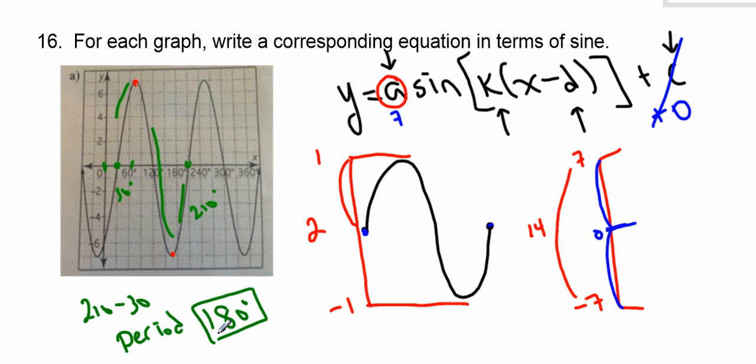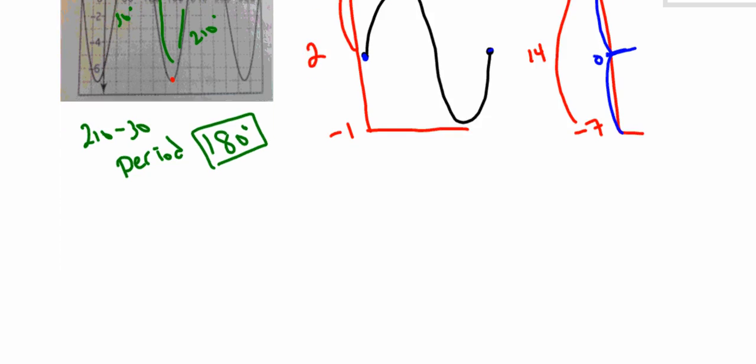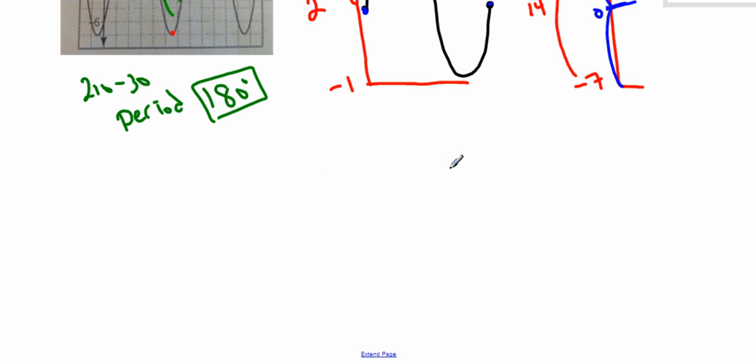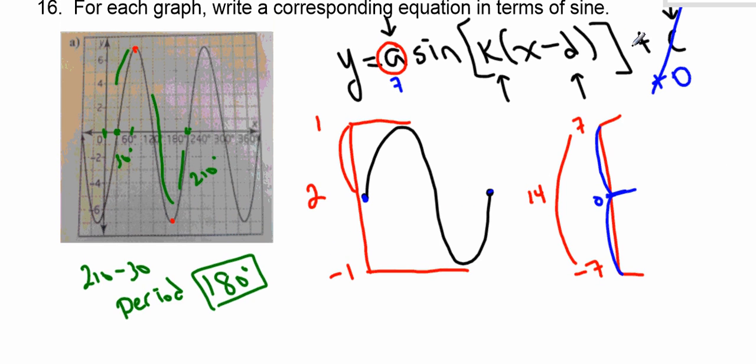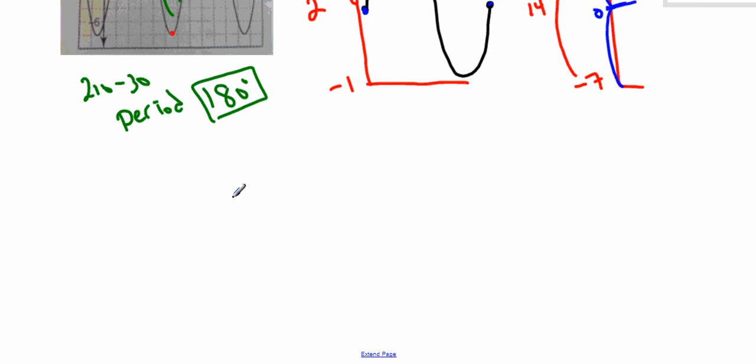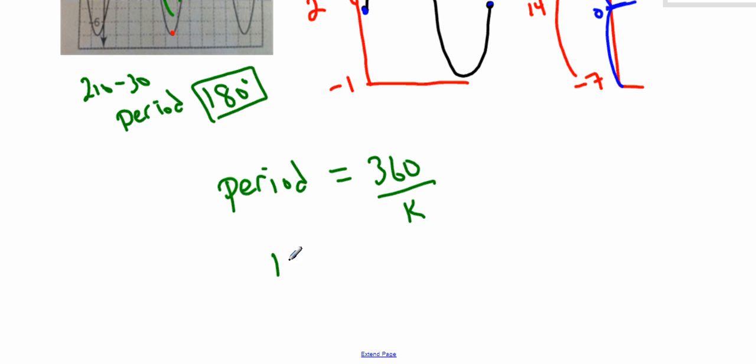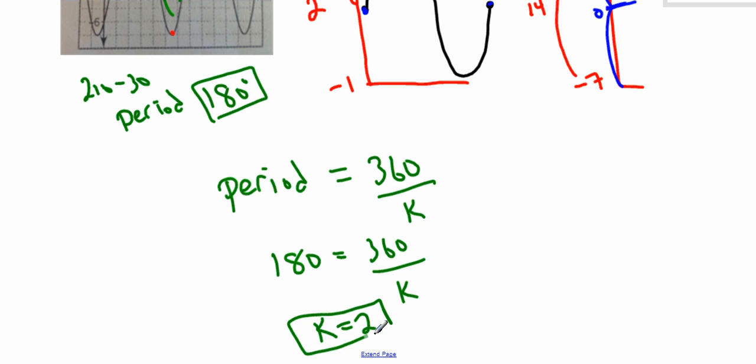So the period is supposed to be 360, and it's not. So that means we've had a period change, and because there's a period change, I have to find what k is. The formula is that the period is equal to 360 divided by k. So we know in this case that the period is 180, so we can solve for k, do a little cross multiplication, or we just know that k is 2.